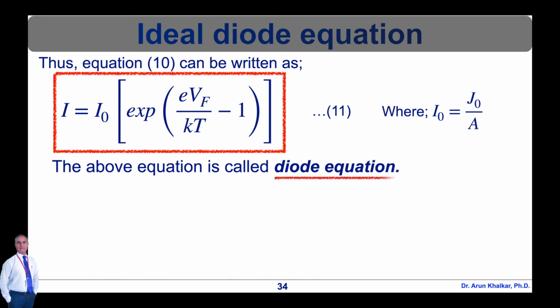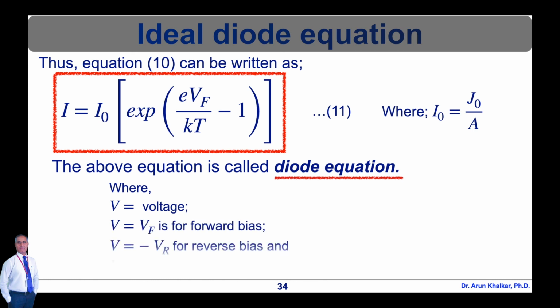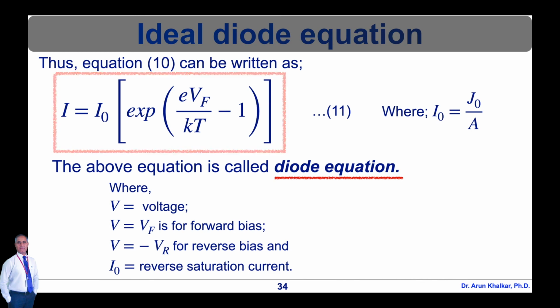The above equation is called the diode equation, where capital V denotes the voltage, which is V is equal to VF for forward bias, and V is equal to minus VR for reverse bias, and I naught denotes the reverse saturation current. The diode current equation expresses the relation between the current flowing through the diode as a function of the voltage applied across it.